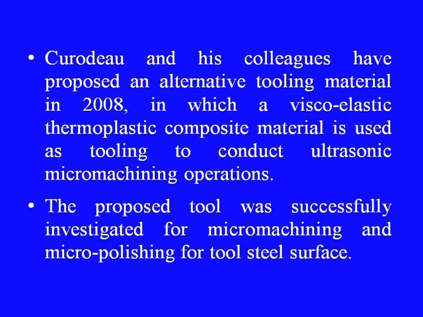Karodew and his colleagues have proposed an alternative tooling material in the year 2008, in which a viscoelastic thermoplastic composite material was used as tooling to conduct ultrasonic micromachining operations. The proposed tool was successfully investigated for micromachining and micropolishing for tool steel surface. However, this material is yet to come in a big way in the commercial market.